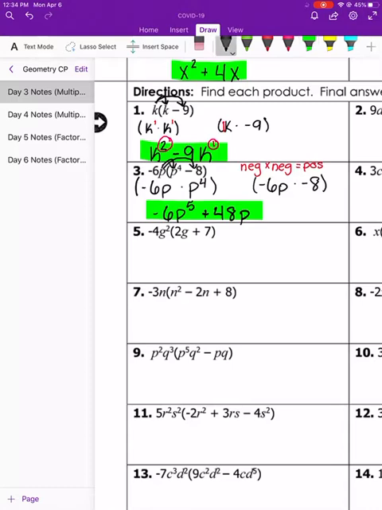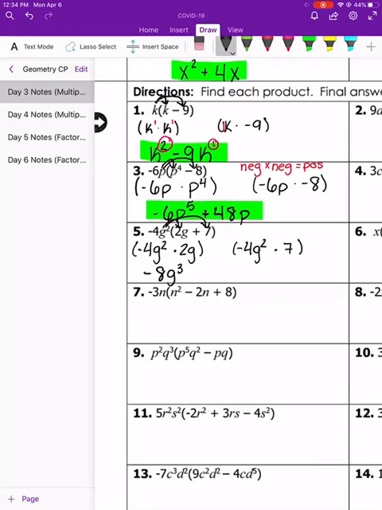Now I'm going to distribute negative 4g squared. So my first one should be negative 4g squared times 2g. And then negative 4g squared times 7. Okay, well, negative 4 times 2 is going to be a negative 8. G squared times g, so 2 plus 1 is 3, so I'll get g cubed.